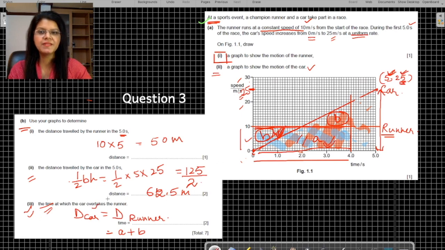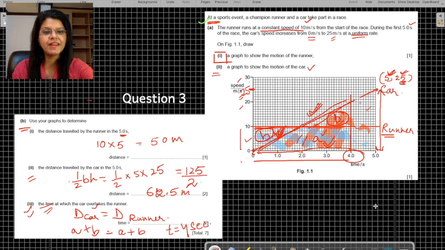How much is the distance traveled by the car? This is the area under this curve, which is also A plus B. And this happens when the time is 4 seconds. So 4 seconds should be your answer. 4 seconds is the value of time where some kind of symmetry is created. This small triangle becomes equal to the area which is formed on this side. Right? So the time value answer for part 3 is 4 seconds.